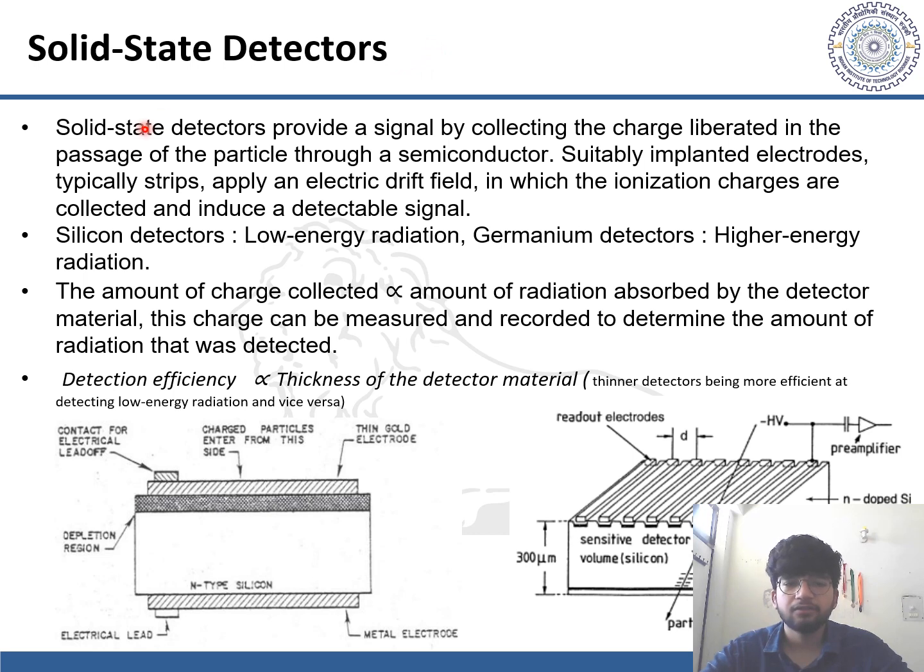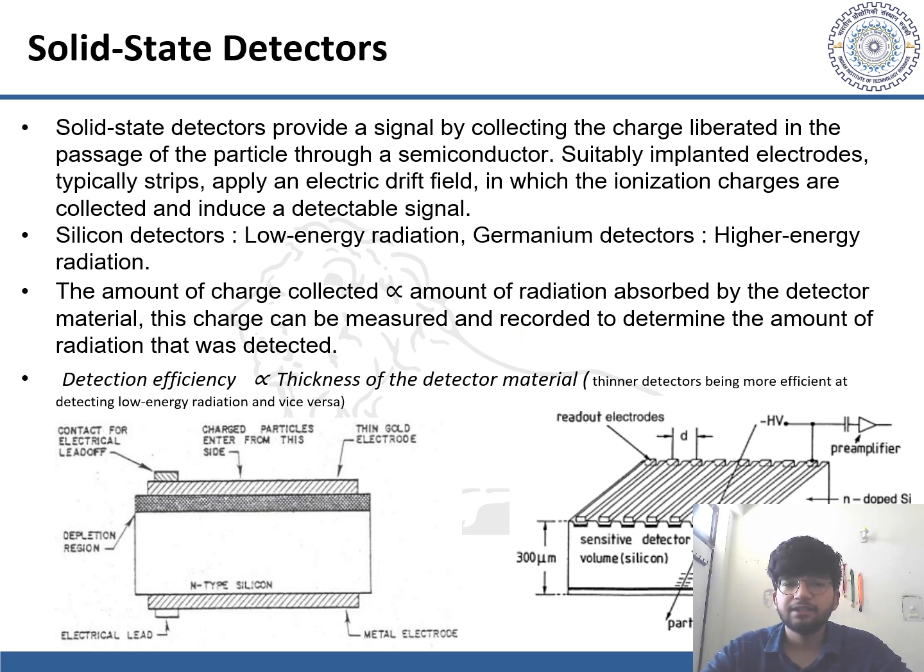Solid state detectors. Solid state detectors provide a signal by collecting the charge liberated in the passage of particles through the semiconductor. The radiation passes through the semiconductor and the suitably implanted electrodes, typically strips, as you can see, these strips apply an electric drift field in which the ionization charges are collected and induce a detectable signal. Silicon detectors can detect low energy radiations, and germanium detectors can detect high energy radiations.